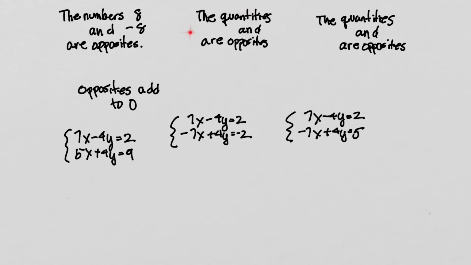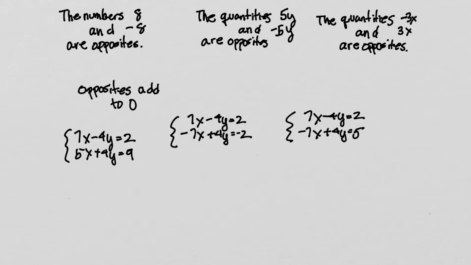Let's go over to the middle here, and let's pick a quantity like 5y and opposite 5y, or -5y. These numbers are opposites. And then let's come over to the top right here, and pick another quantity like -3x and positive 3x. These numbers are opposites.